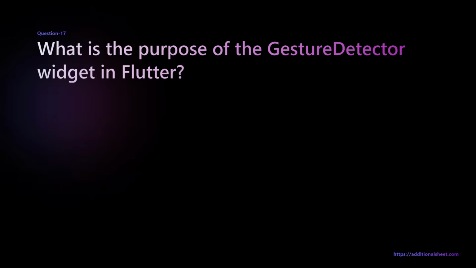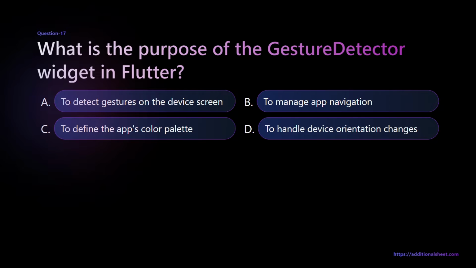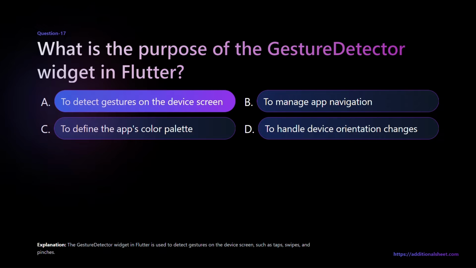What is the purpose of the Gesture Detector widget in Flutter? Option A, to detect gestures on the device screen. Option B, to manage app navigation. Option C, to define the app's color palette. Option D, to handle device orientation changes. The correct answer is option A, to detect gestures on the device screen.